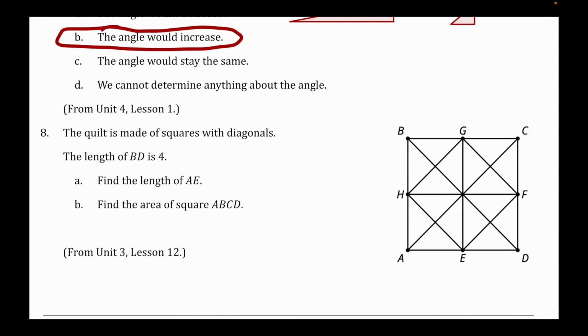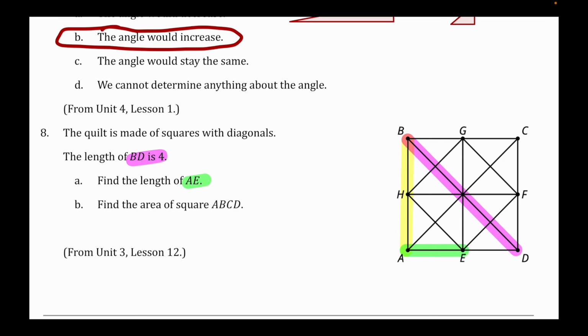That brings us to our last question. This quilt is made of squares with diagonals, and they're giving me the length of BD. So they said the length of BD is 4, and BD is right here, so that's the diagonal of the whole square. That's 4, and they want to find the length of AE. That is this piece here. And then they want to find the area of the square ABCD, so that just means I'm going to need one of the entire side lengths. So I'll use BA as what I'm looking for, my side length.